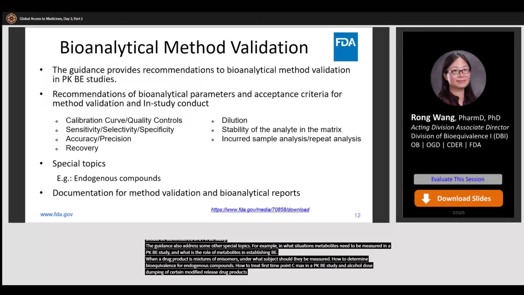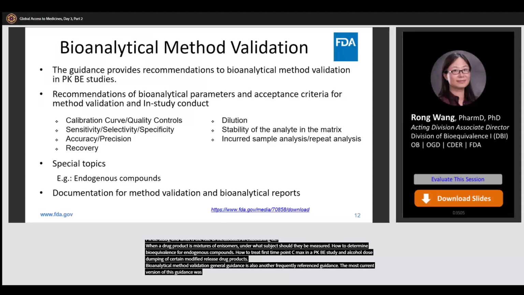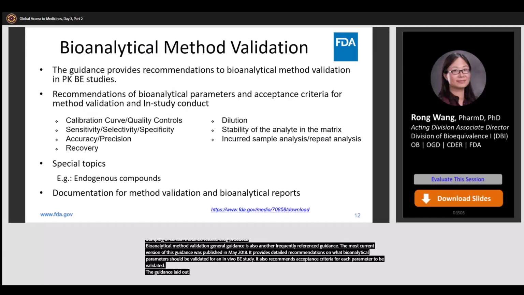The bioanalytical method validation general guidance is also another frequently referenced guidance. The most current version of this guidance was published in May 2018. It provides detailed recommendations on what bioanalytical parameters should be validated for an in vivo BE study. It also recommends acceptance criteria for each parameter to be validated. The guidance laid out what documentation for method validation and bioanalytical reports are necessary for an ANDA submission.